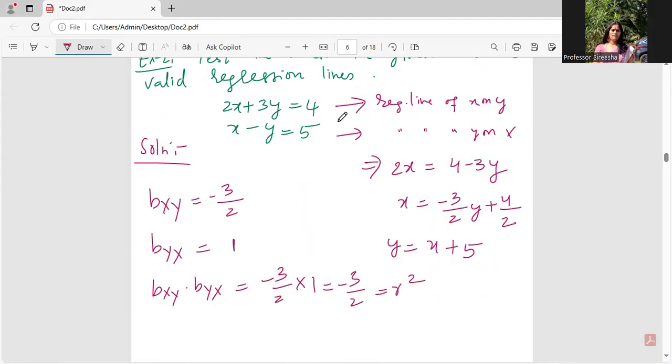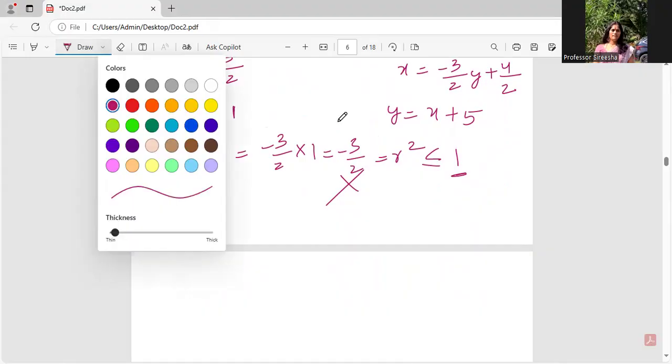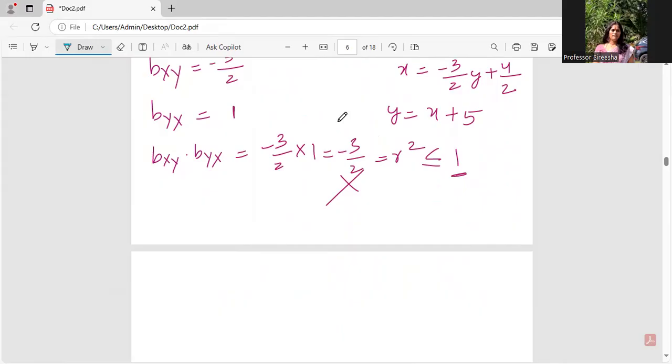R square. Now clearly I made a mention that the R square value is less than or equal to 1. Why? Because even if R is negative, R square makes it positive, so it can be a maximum of 1. Hence this is invalid. That means the assumption that the first equation is the regression line of x on y is wrong, and the second line being the regression line of y on x is wrong. So I'll be taking it the other way around.